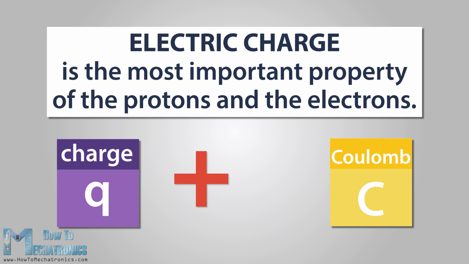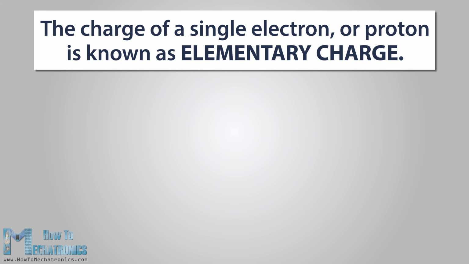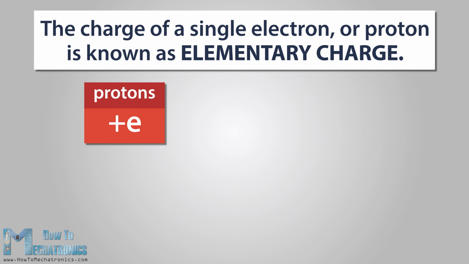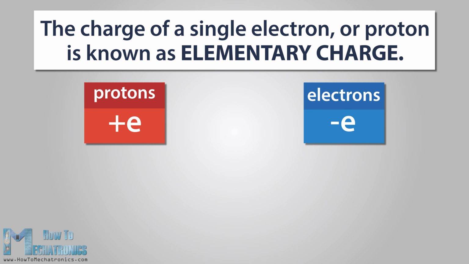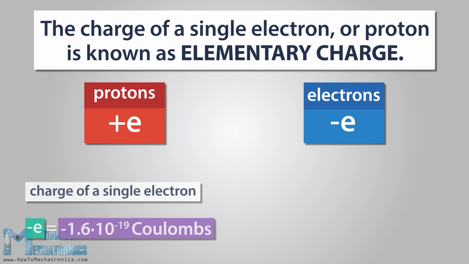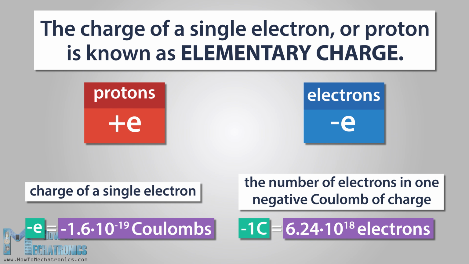Objects can be positively or negatively charged, hence Q can have both positive and negative values. The charge of a single electron or proton is known as elementary charge and is denoted with the lowercase e. Protons have a charge of positive e and electrons of negative e. So one electron has a charge of negative 1.6 times 10 to the negative 19 coulomb, and one negative coulomb has 6.24 times 10 to the 18th electrons. One proton has the same value of electric charge but with a positive sign.